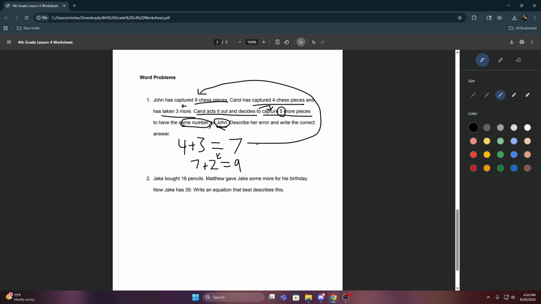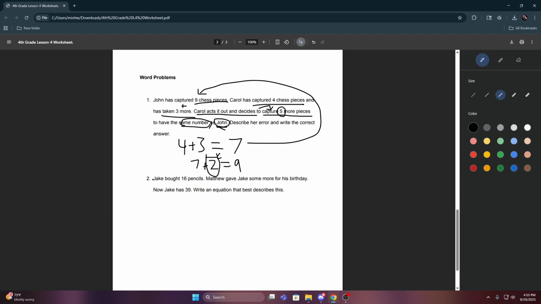So thus her error here is thinking that she needs to capture 5 more instead of 2. So you could say she overestimated by 3 pieces. But the real answer here is 2. She only needed to take 2 more pieces in order to reach the same number.